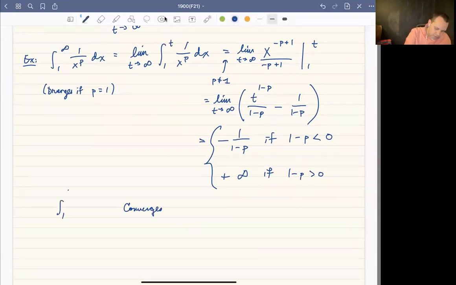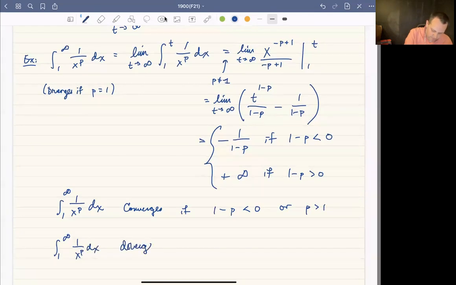And by this, I mean the integral from 1 to infinity of 1 over x to the p converges if 1 minus p is less than 0, or in other words, p is greater than 1. And this integral diverges if 1 minus p is greater than 0, or p is less than 1. And then one other thing that we know is that this diverges if p is equal to 1. So we can add that in. We get the p equals 1 for a different reason, but we might as well just incorporate it all together.